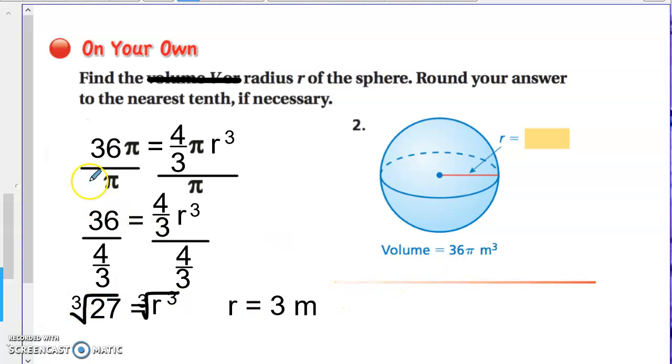All right, to check this one, again, I replace 36 pi with volume equals 4/3 pi times radius to the third power. I divide by pi on both sides. That leaves me with 36 equals 4/3 r to the third power. Then I divide by 4/3 on both sides. 36 divided by 4/3 gives me 27. And then to undo r to the third power, I cube root both sides, and that leaves me with a radius of 3 meters. So that means that this radius here would be 3 meters long.